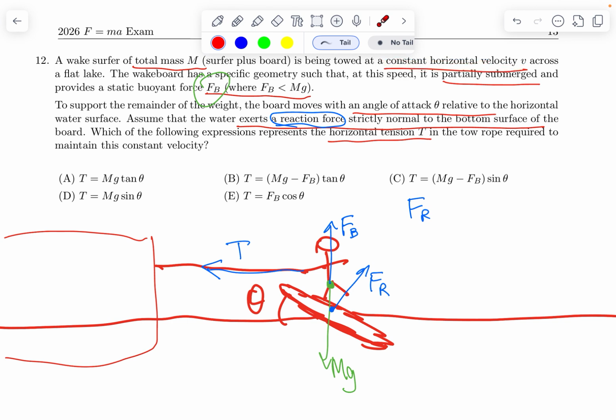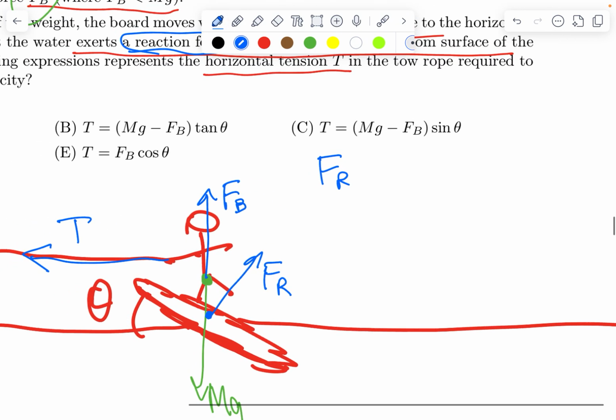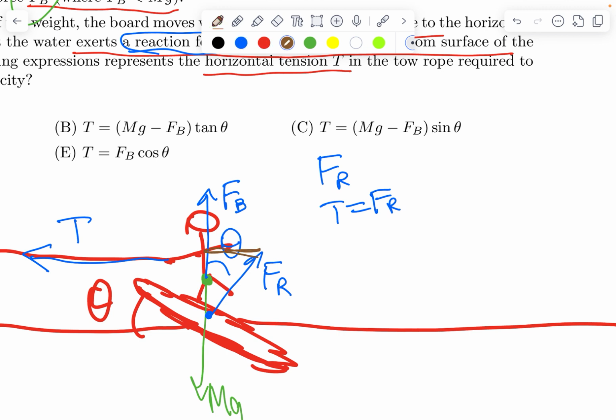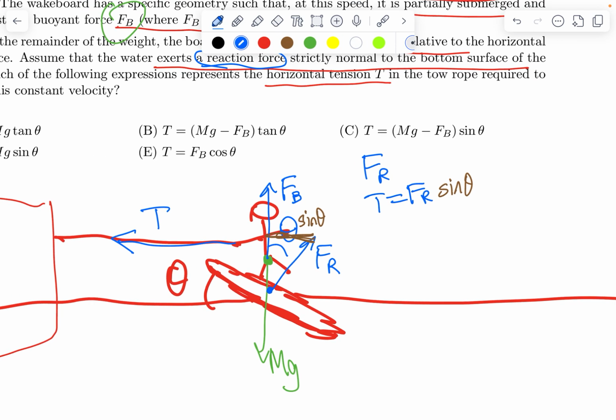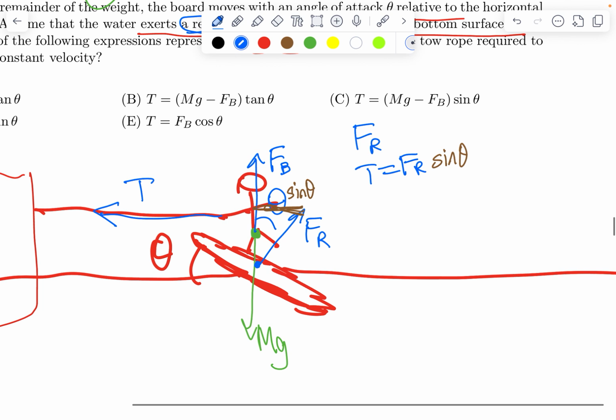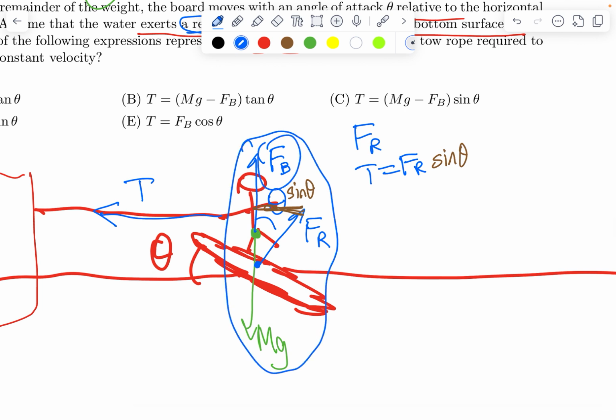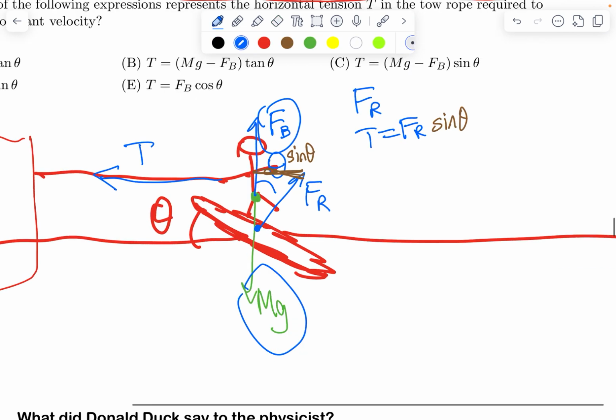So that means that this tension force and the horizontal component of Fr have to cancel out. So we can make an equation, right? T equals Fr. Now here, if this is theta, then this is going to be theta, and the horizontal component of this is going to be Fr sine theta. But we need an equation for Fr, so we can take into account Fb and mg, and that the forces are balanced in the y direction.